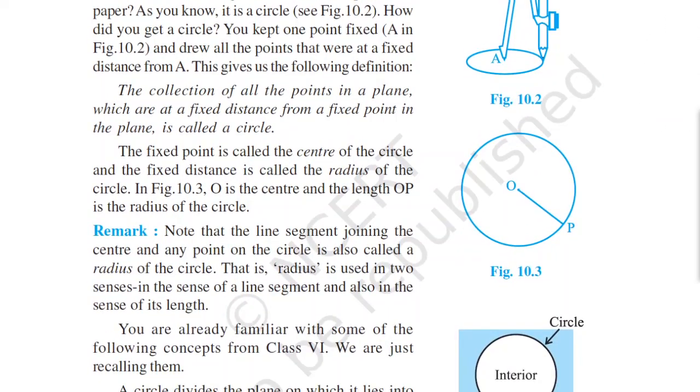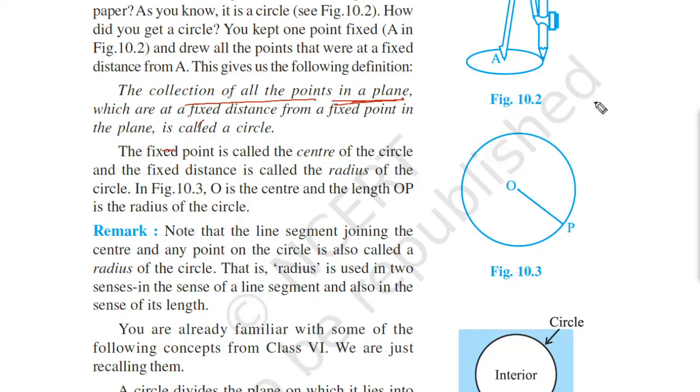So the definition of a circle says: the collection of all the points in a plane. So the circle must be in a plane. A circle cannot be in rough space. So we can say a surface always exists in a plane. So, a collection of all points in a plane which are at a fixed distance from a fixed point.